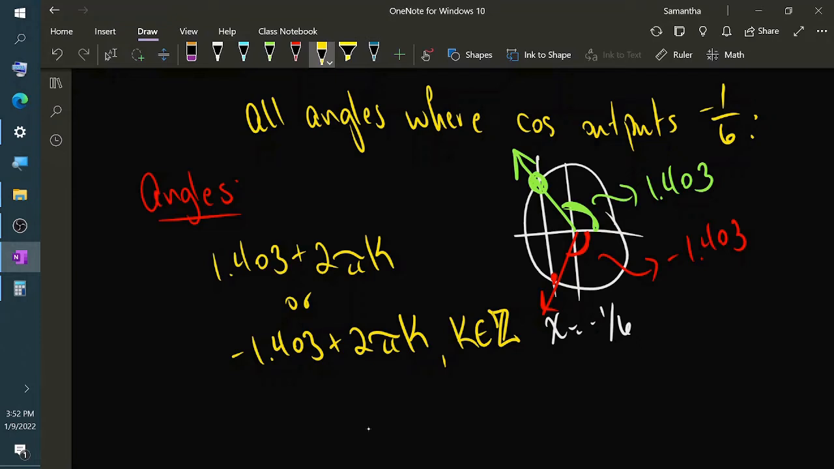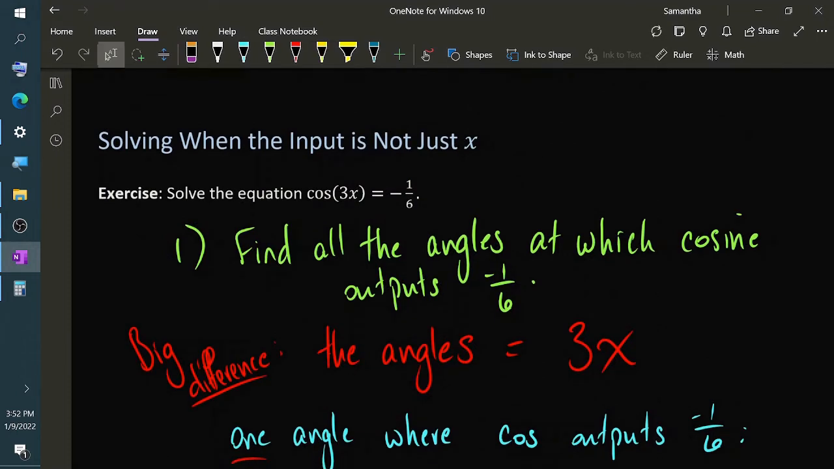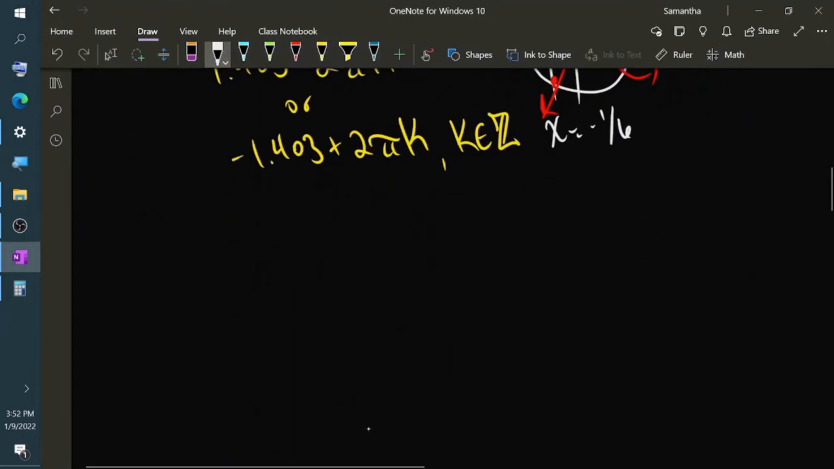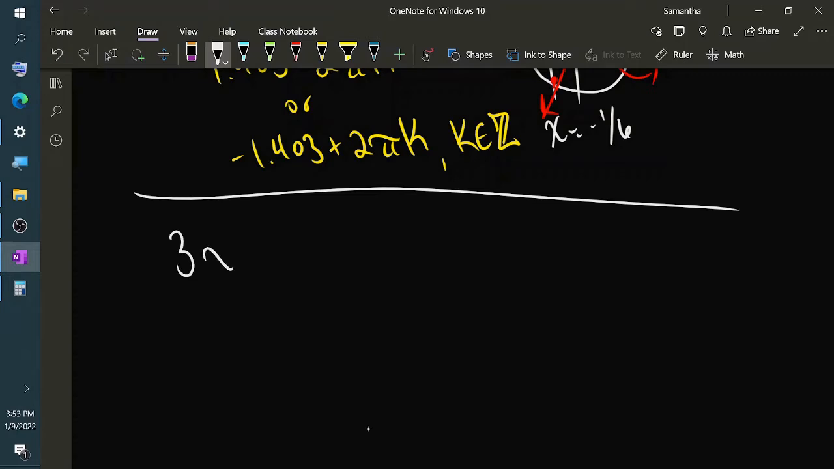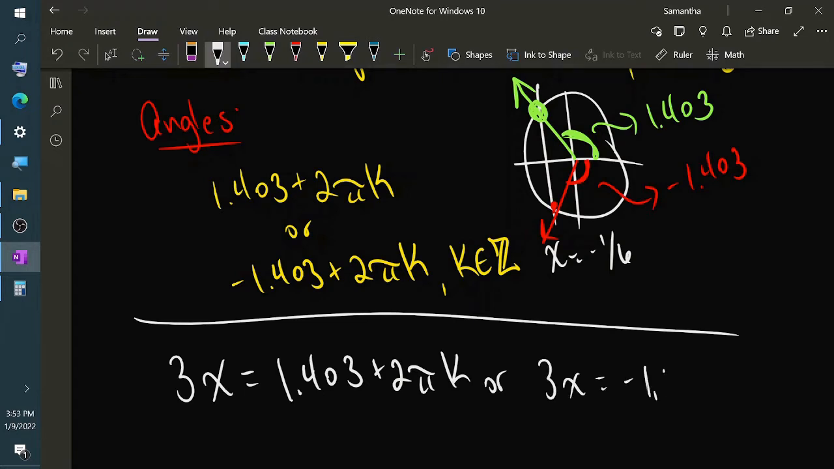However, these are not the values of x. These are the values of the angles that are being plugged into cosine, and the angles being plugged into cosine are equivalent to 3 times x. So what have I just found? I've just found that 3 times x, the input of cosine, can be equal to either positive 1.403 plus 2 pi k, or 3x can be equal to negative 1.403 plus 2 pi k.